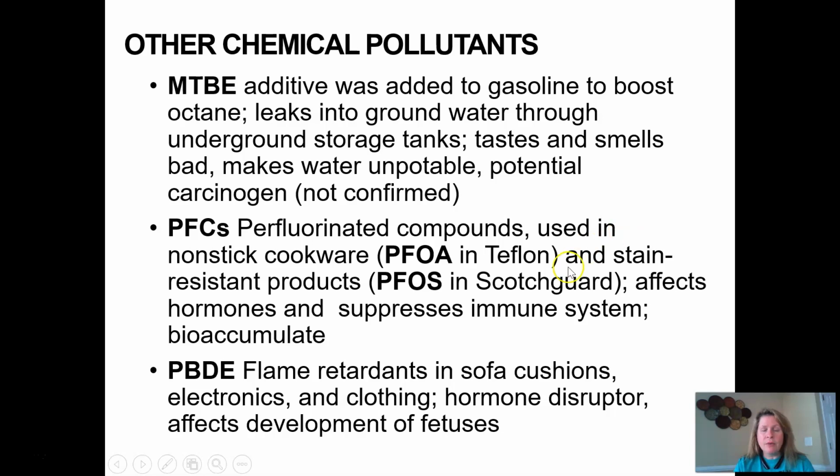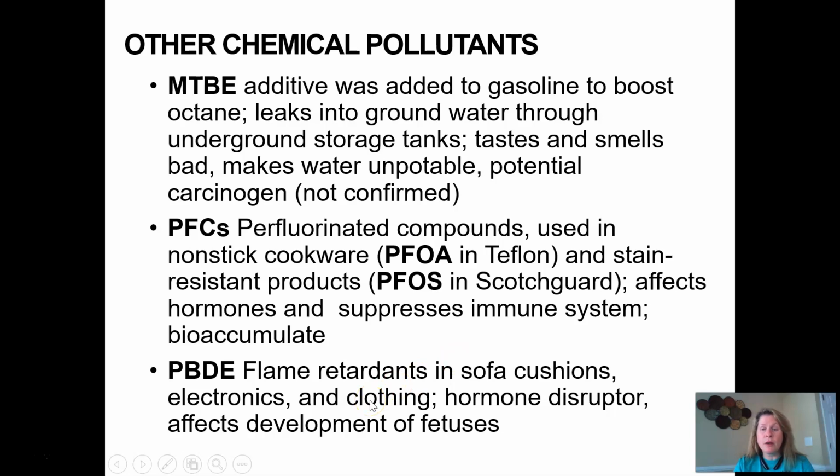And then there are stain-resistant things like Scotchgard that you can spray. If you spray it on a fabric sofa or on a jacket, it will make it repel water, so that way it resists staining, and that's caused by something called the PFOS. Those two things, those PFCs, will affect hormones. They're an endocrine disruptor. They also cause problems with immune systems. These things are fat soluble. They will bioaccumulate. And then there are flame retardants, PBDEs, that were put in sofa cushions and various electronics, clothing.